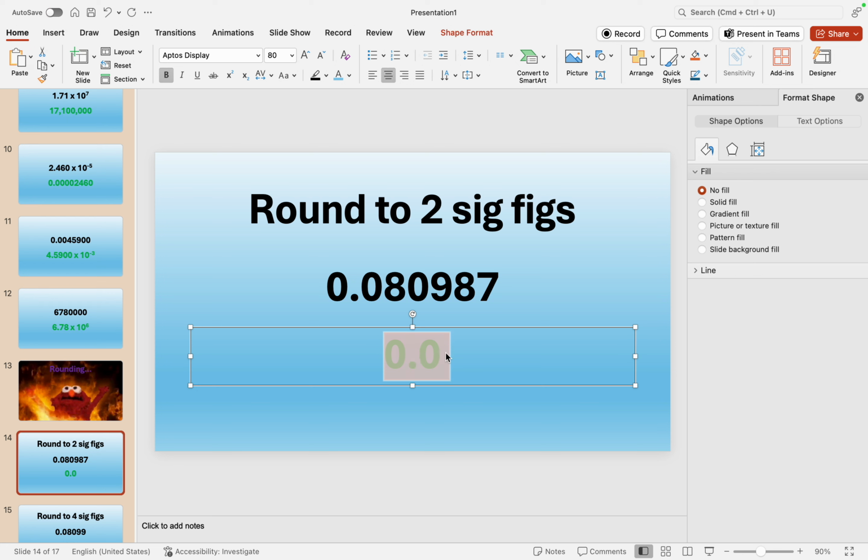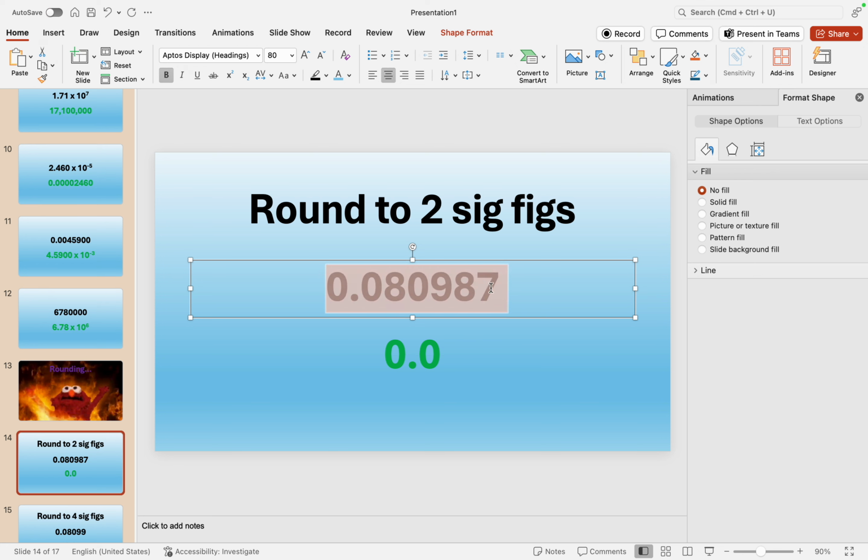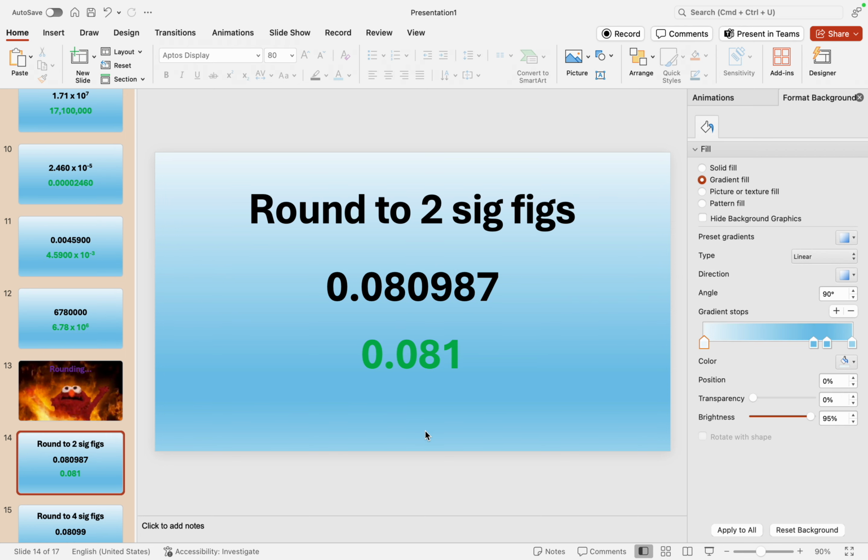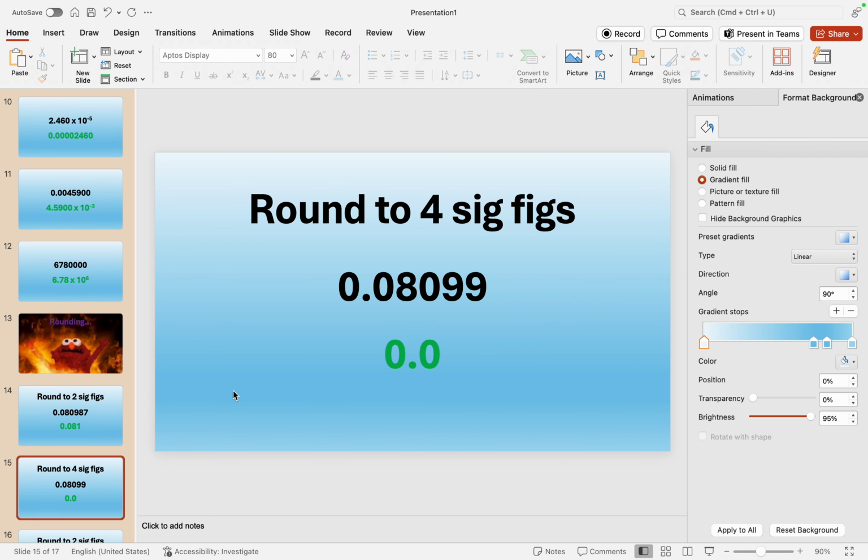These first 2 zeros do not count as Sig Figs, so it's not 0. Let's take a look at this part of the number right here. 80987. We don't really have to worry about the 8 and the 7 here. We want to round to 2 Sig Figs. Now this 9 here is going to make the 0 round up to 1, so this should be 0.081. That's 2 Sig Figs there.